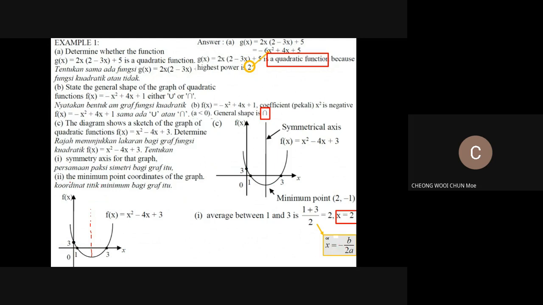Then from here, number 2, the minimum point coordinates of the graph. So this is the minimum point. Because you have the value of x is 2, you want to find y. Using this graph equation, the function, you replace the 2 inside the x. Replace 2, put brackets, then 2 squared minus 4 times 2 plus 3. Using a calculator, you get negative 1. So the minimum point is x is 2, y is negative 1.